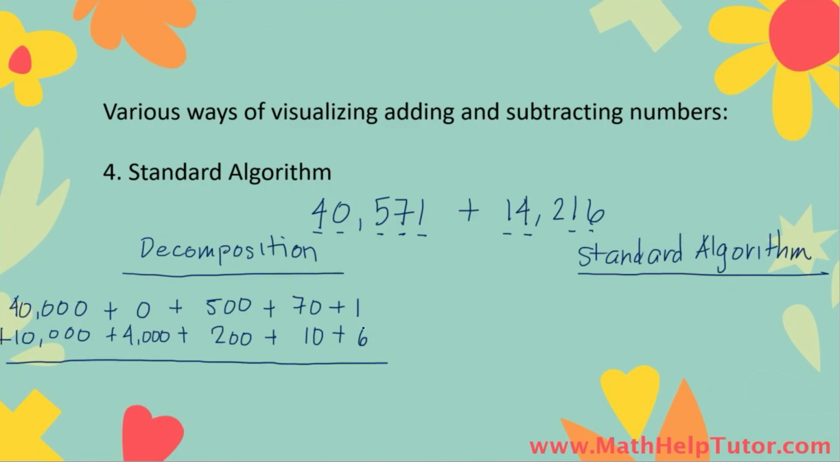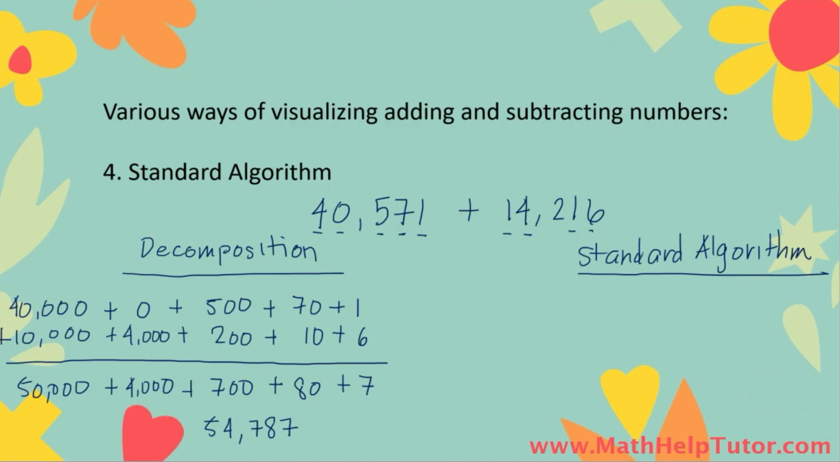After that, we do the addition starting from the rightmost place. So 6 plus 1 is 7. 70 plus 10 is 80, plus 500 plus 200 is 700, plus 0 plus 4,000 is 4,000, and 40,000 plus 10,000 is 50,000. So adding all these numbers up, we get 54,787. And that's by using the decomposition method.